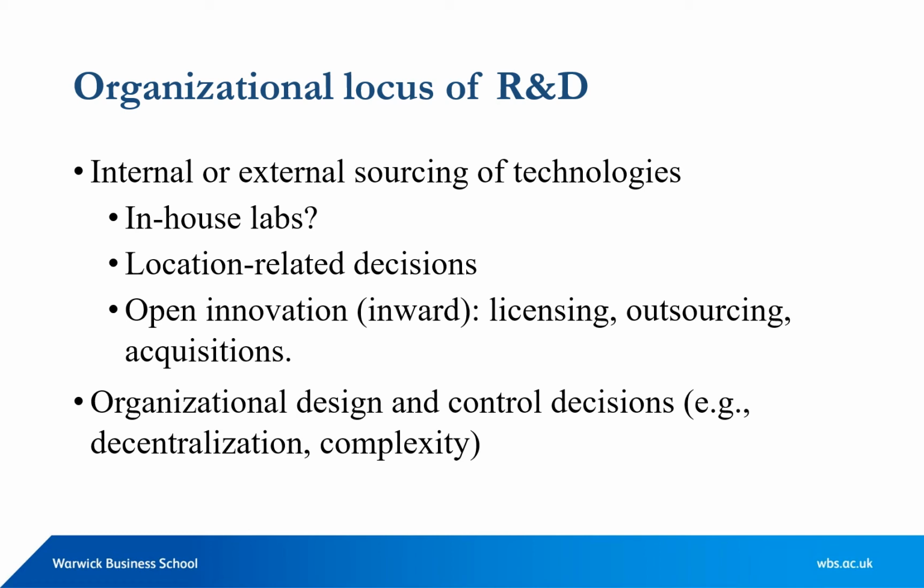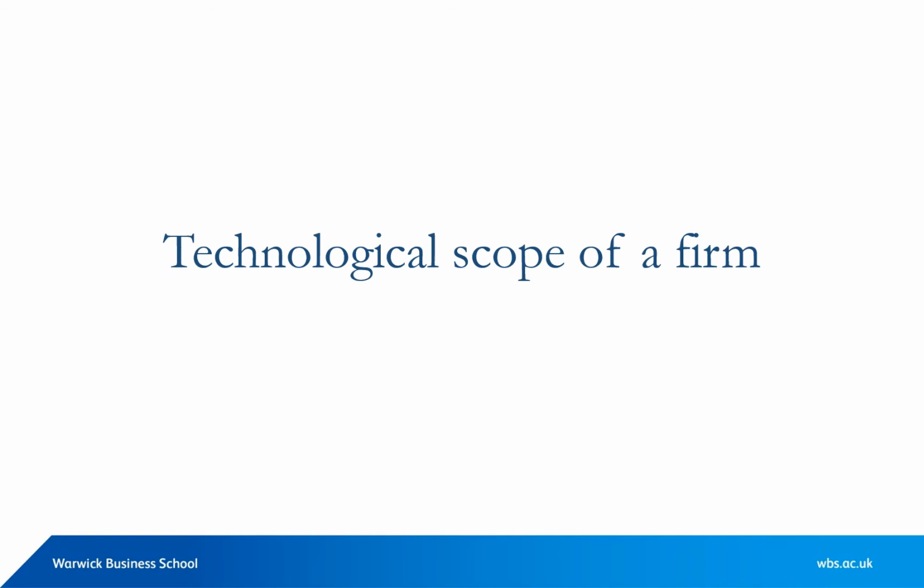Does the firm source and deploy the knowledge developed outside its organization? How open is the firm in knowledge exchange with its environment? Knowledge sourcing decisions also affect firms' organizational design and control decisions, such as the extent of decentralization, formalization, and complexity. In this section, we will learn more about the technological scope of a firm.